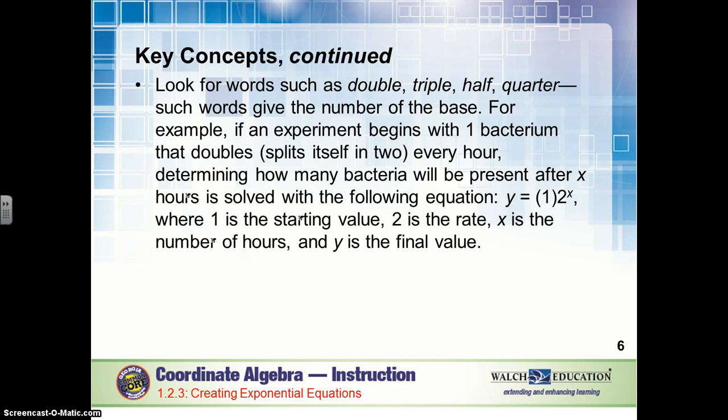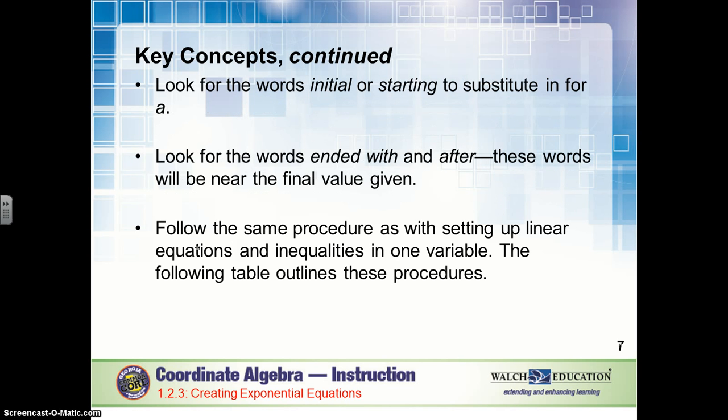Now we need to make sure we look for words such as double, triple, half, quarter. Such words give the number of the base. For example, if an experiment begins with 1 bacterium, which then doubles, meaning it splits itself in 2 every hour, determining how many bacteria will be present after x hours is solved with the following equation. Y is equal to 1 times 2 to the x power. 1 is the starting value because we started with 1 bacterium, and 2 is the rate because it doubles. X is the number of hours and y is the final value.